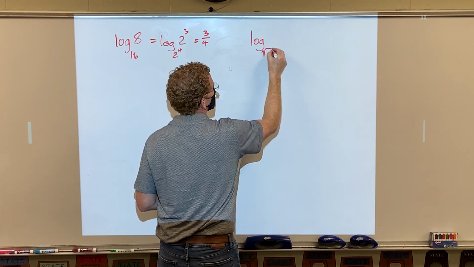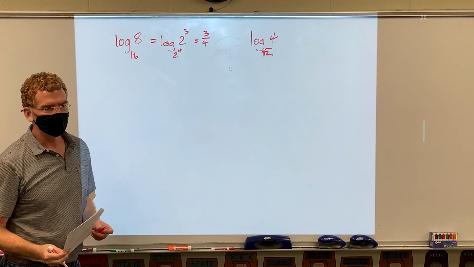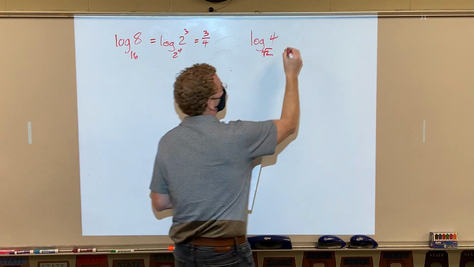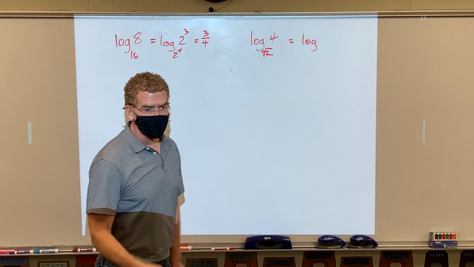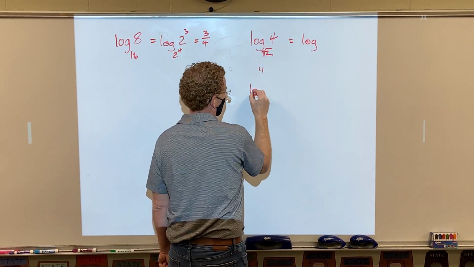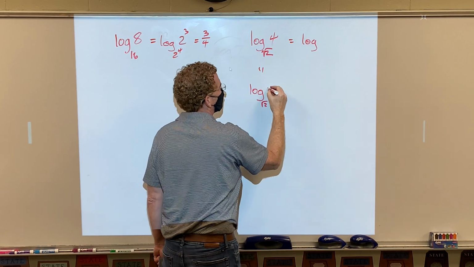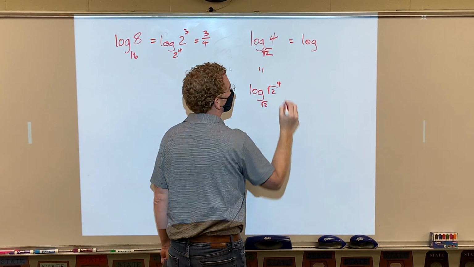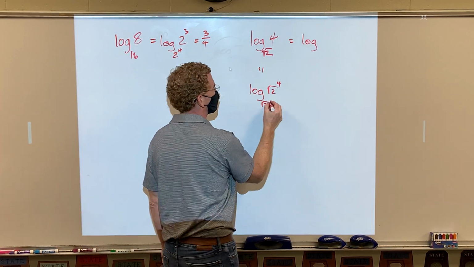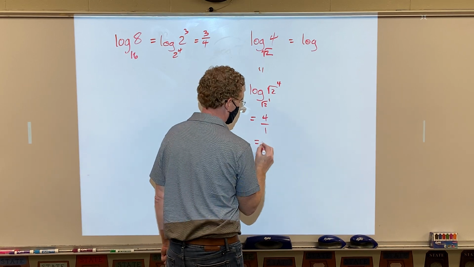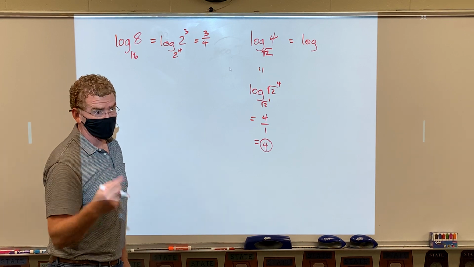What if it's this? Log base root 2 of 4. 4 is like root 2 to the 4th. Okay, you could do that. I'm going to do it 2 ways. This way I would not encourage, unless you're really on your game. He's saying that 4 is root 2 to the 4th, which is true. And if you do it this way, you get what? 4 over 1, which is 4. That's great thinking.